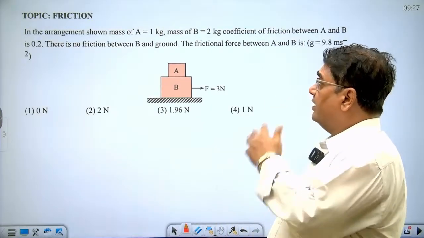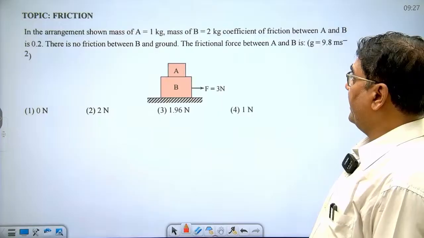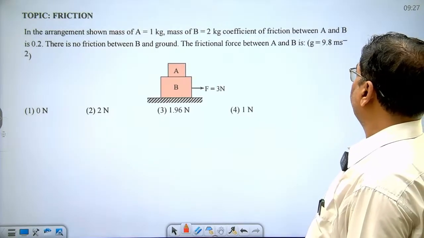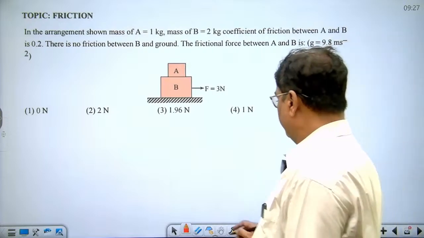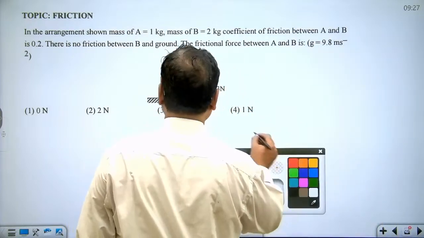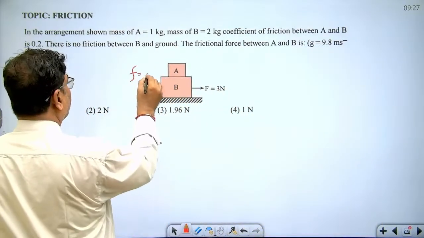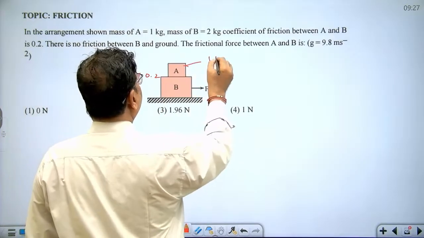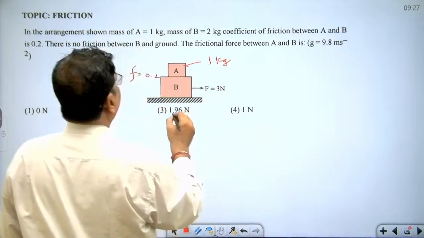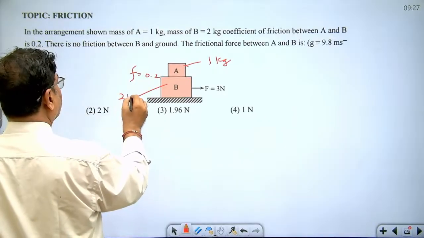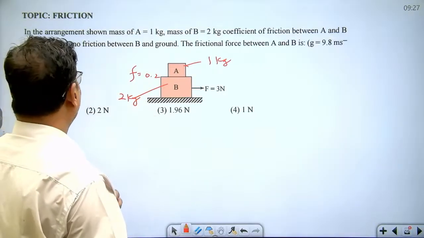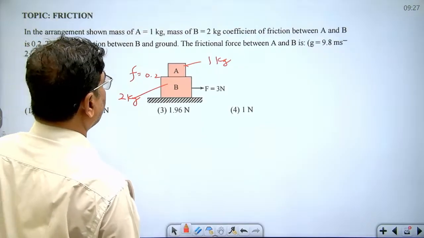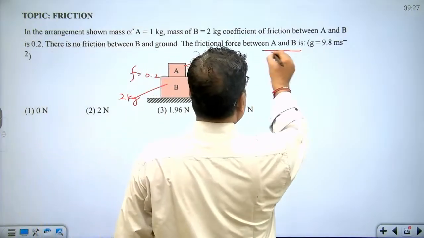Now let's see a question. In the arrangement shown, mass of A equal to 1 kg, mass of B equal to 2 kg, coefficient of friction between A and B is 0.2. Here, dear student, coefficient of friction is 0.2. Mass of A is 1 kg. Mass of B is 2 kg. There is no friction between B and ground. Okay. The frictional force between A and B will be.